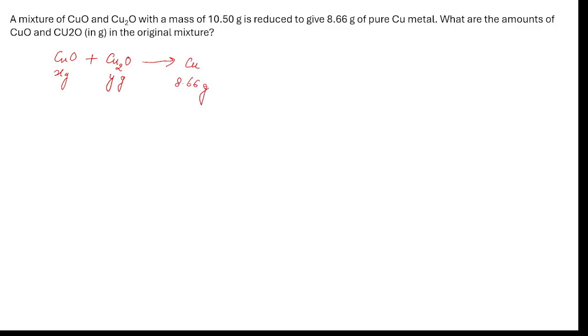You don't need to go into balancing the equation and how this reduction has taken place. If you don't know, there is no worry. This question doesn't require that. This question generally requires simple basic algebra, where we are going to make two equations, and using those equations we are going to solve this problem. As you can see from this question, the mixture of cupric oxide plus cuprous oxide makes a total mass of 10.5 gram, and here we have taken this as X gram, here it as Y gram.